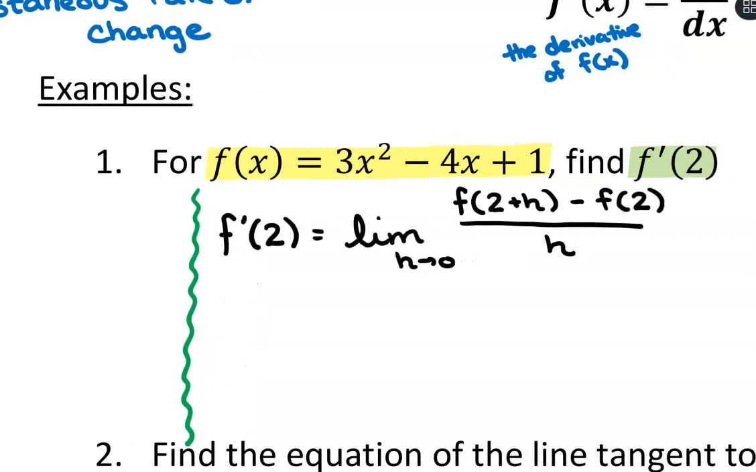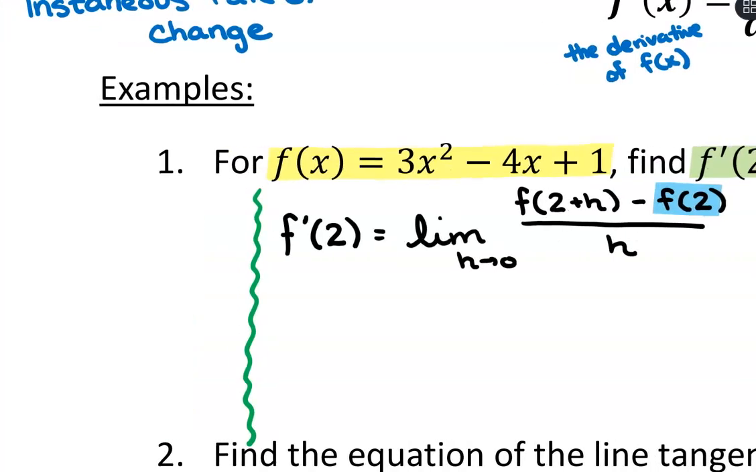One of the things that we'll need is we need to know what f of 2 is. So to find f of 2, we just need to plug into our function. So that'll be 3 times 2 squared minus 4 times 2 plus 1, which is going to be equal to 5. So you know that where we have f of 2 in our limit definition over there, we can replace that with a 5.